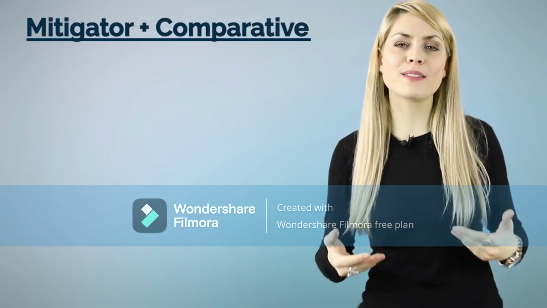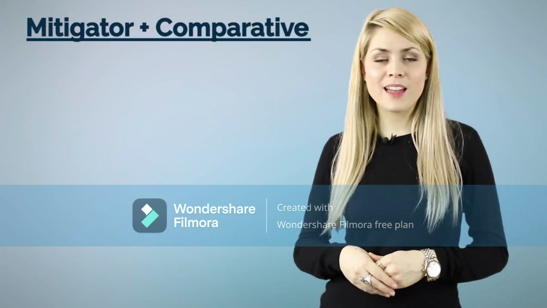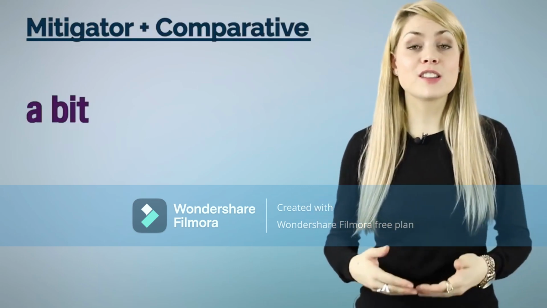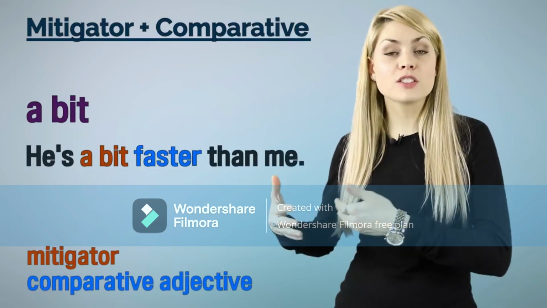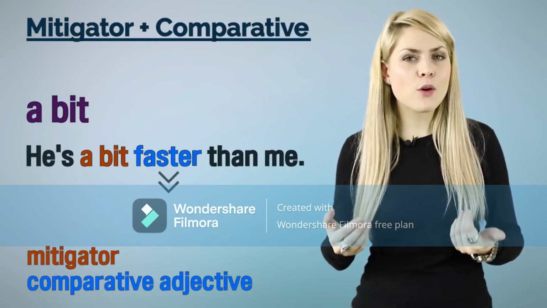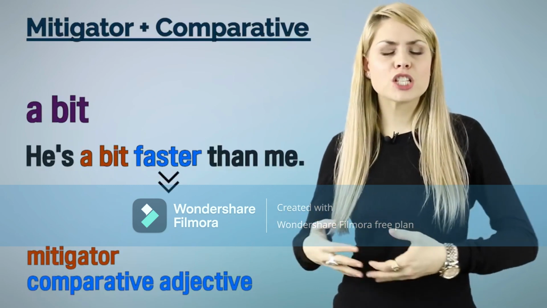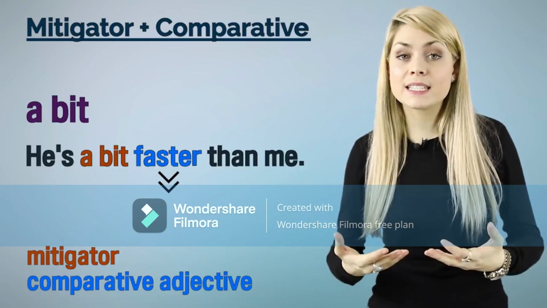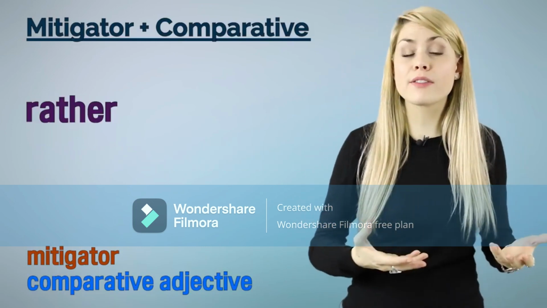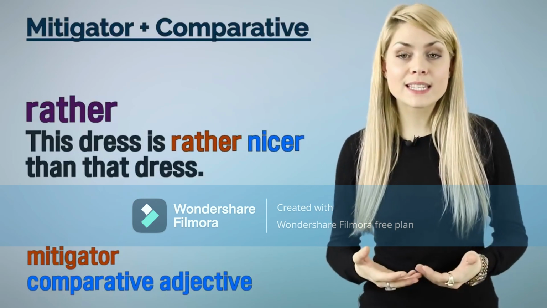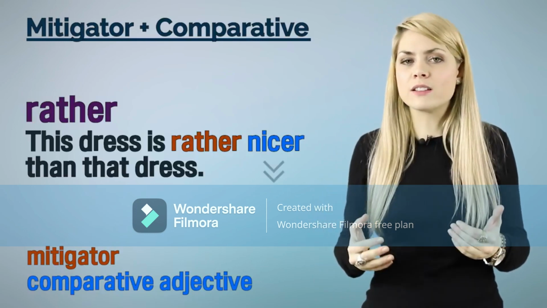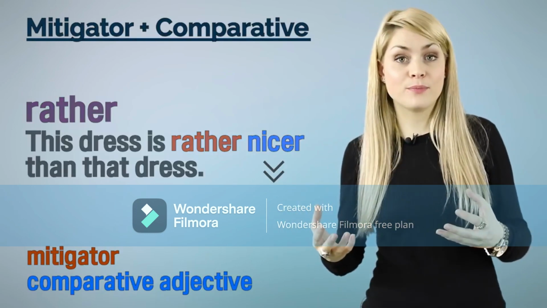Mitigators can be used with comparative adjectives. Let's look at a few examples. We can use a bit. For example, he's a bit faster than me. When you say he's a bit faster than me, it's less powerful than he's faster than me. So a bit mitigates, it weakens faster. Same goes for rather. For example, this dress is rather nicer than that dress. It weakens the comparison, the nicer.